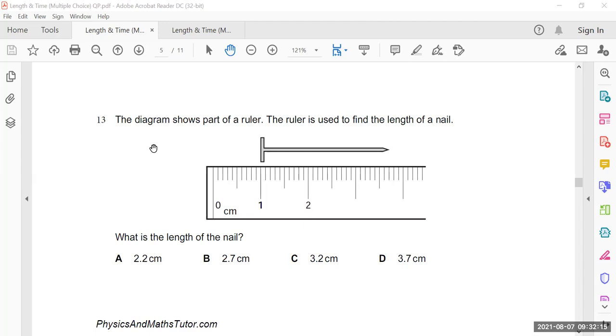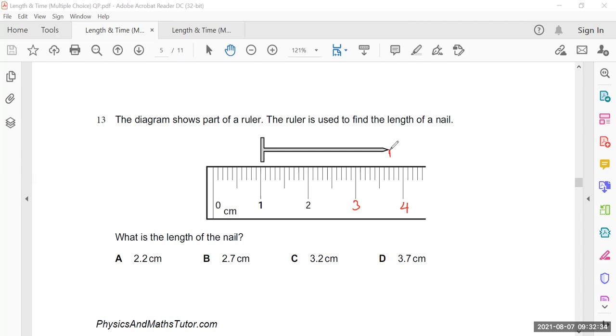It's again a simple question. This nail is placed on a scale. What is the length? 2.7. Yeah, this is 3 here. Let me write here, children. This is 4. And you need to find out the other end.